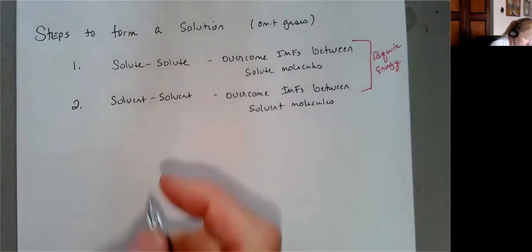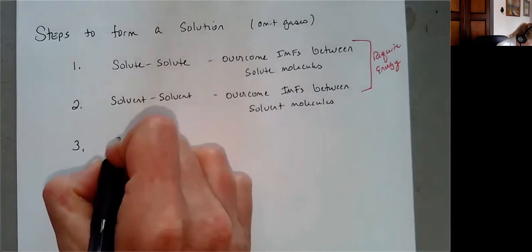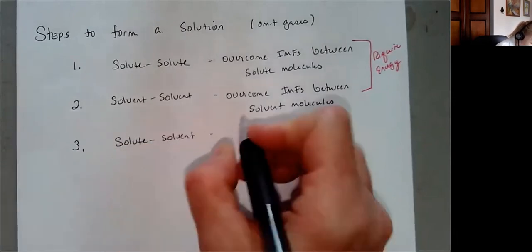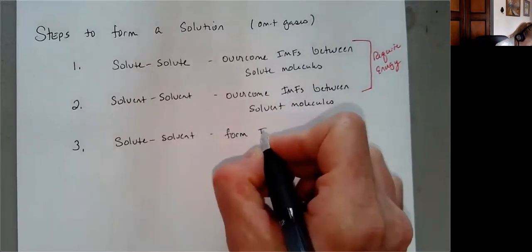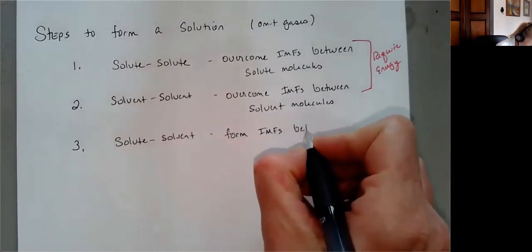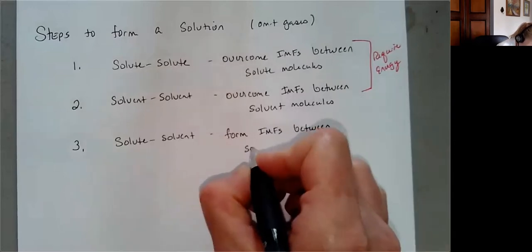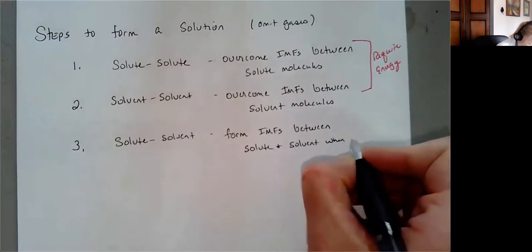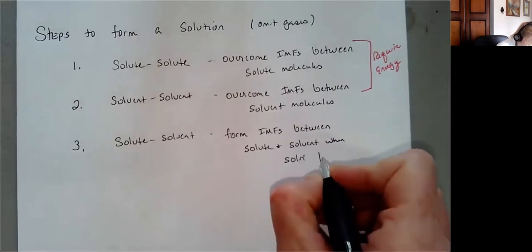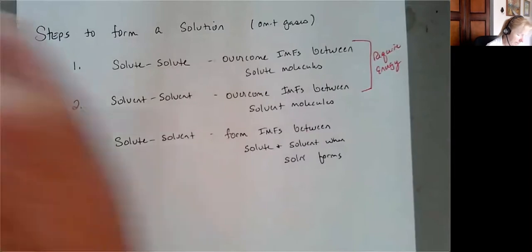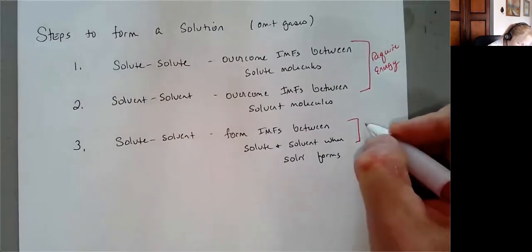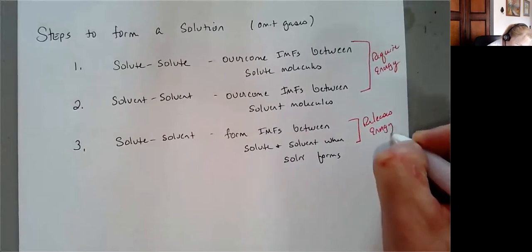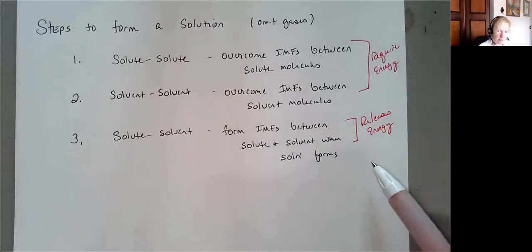The third step is I'm going to form solute-solvent intermolecular forces. So I'm actually going to form intermolecular forces between solute and solvent when I form the solution. And this is energetically favorable. So this releases energy. So this I'm going to have to put energy in, this I'm going to have to release energy.